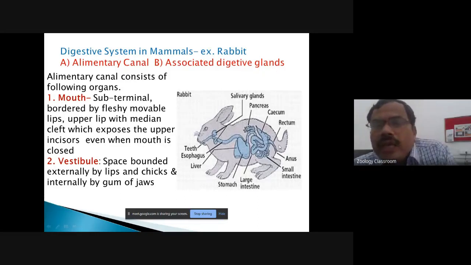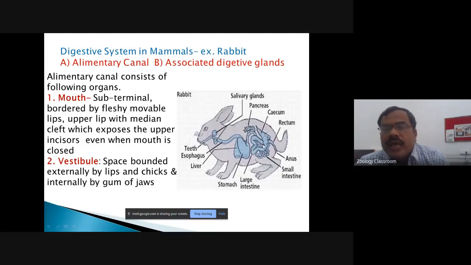So here the figure of the rabbit is shown. The section of the rabbit is shown. In that, the alimentary canal is shown, starting from the mouth, then it further continues into the esophagus, then the esophagus further continues into this dilated chamber, that is stomach. From the stomach onward, the small intestine starts. Small intestine is highly coiled.